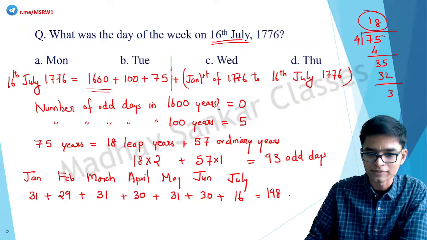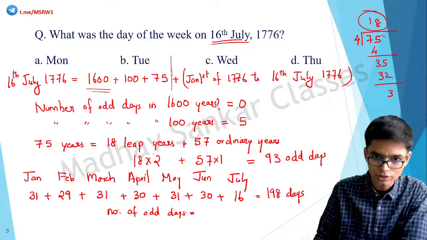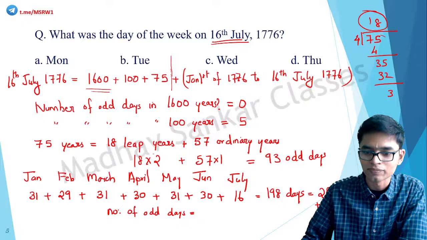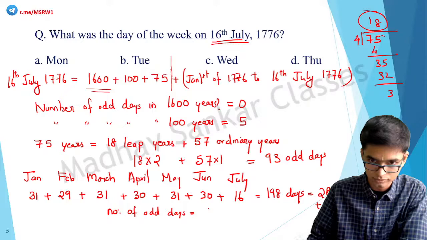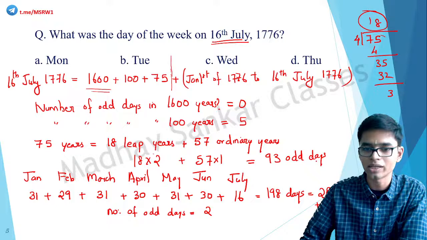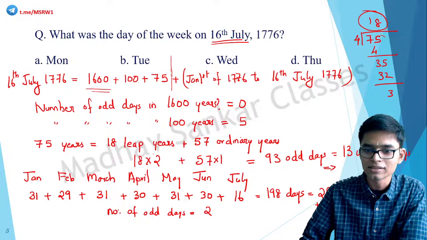Now here, number of odd days is equal to what? 198 days is equal to 28 weeks and 2 days. So number of odd days is 2. Understood. Here, 75 years, we already did, this has 93 odd days. We have to convert this also. We have to find the number of odd days here also. So 93 days is equal to 13 weeks plus 2 days, so 2 odd days.